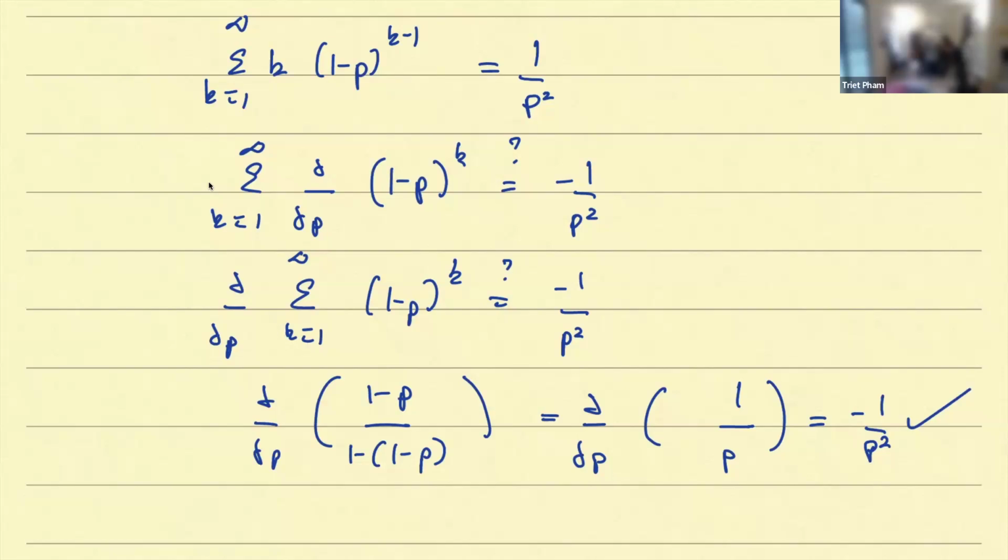Sorry, I lied a little bit. So let me show you. This is (1 minus p) over p. So that's 1 over p minus 1. But the derivative with respect to p of minus 1 is clearly 0. So, any question?